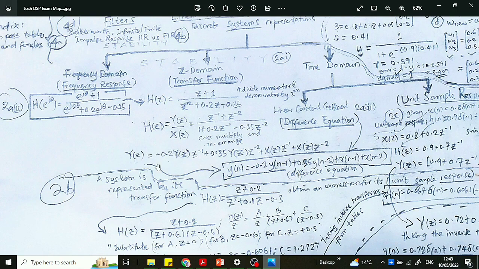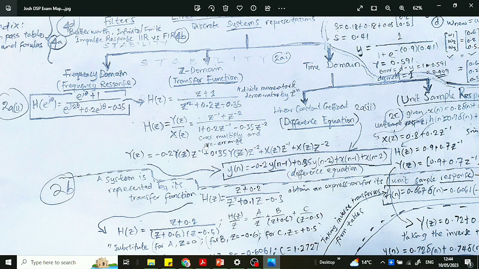Now this changes to this. How does this change to this? I think it's just by looking at it. This is your difference equation, by the way. Y of z times z raised to minus 1 becomes small y of n minus 1. Z to the minus 2 becomes y of n minus 2, like that. So this is your difference equation. You just look at it and you map it together.